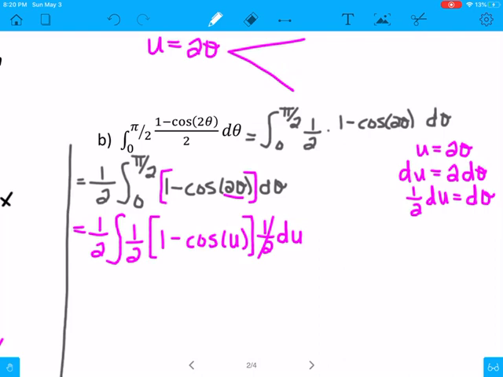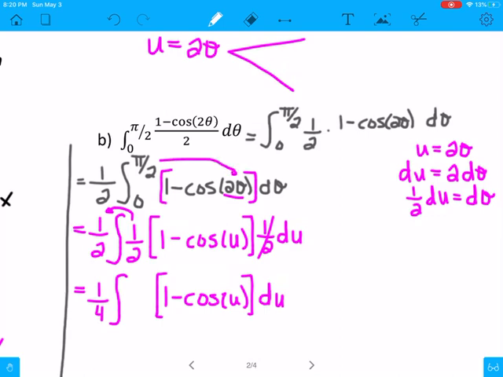Now wait, it's a coefficient. It can come out and join the 1/2, which I can do in the next step. So I can have 1/4 times the integral of 1 minus cos u du. My issue is I have no numbers on this integral symbol. It's just been going along. I cannot go 0 and pi over 2 because 0 and pi over 2 get filled in for theta. I no longer have a theta, I have a u.